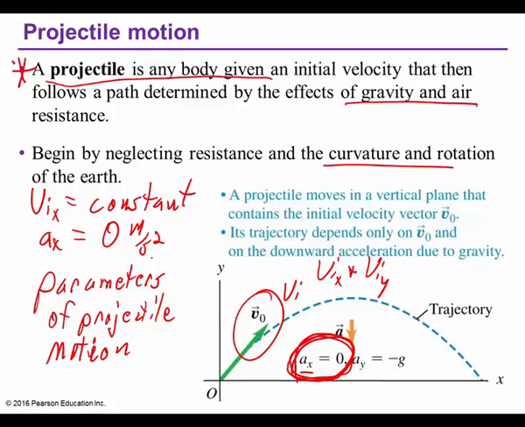All right. But now what is acceleration in the y direction? Now again, these are parameters of projectile motion, okay? So what is it in the y direction? Well, it's always going to be negative g. So acceleration in the y direction is always going to be negative g, which is 9.8 meters per second squared. Okay? Now what about velocity in the y direction?